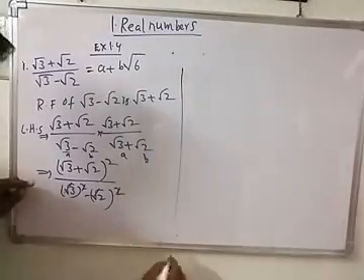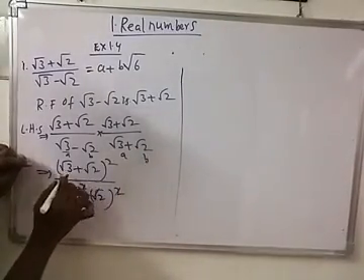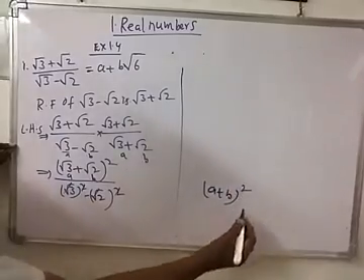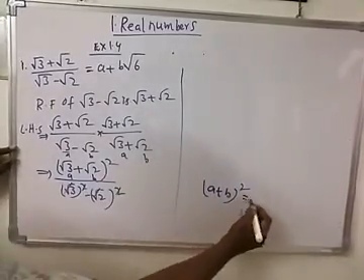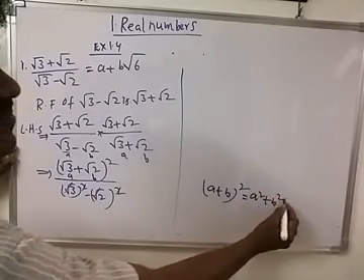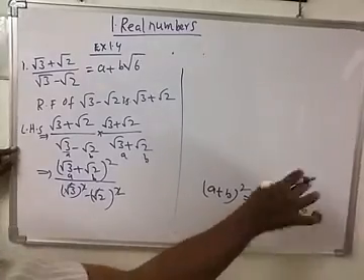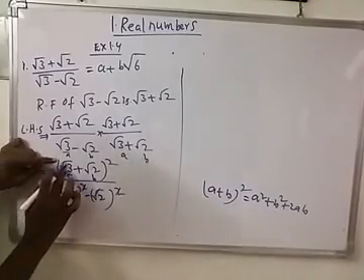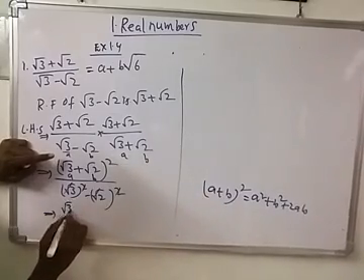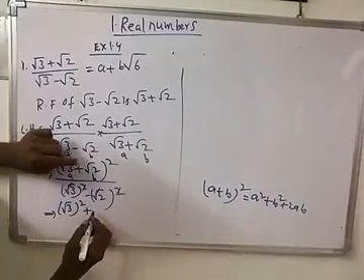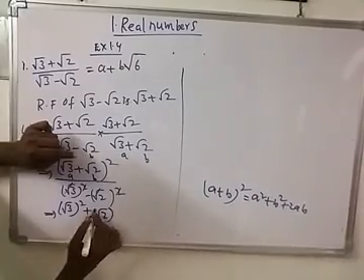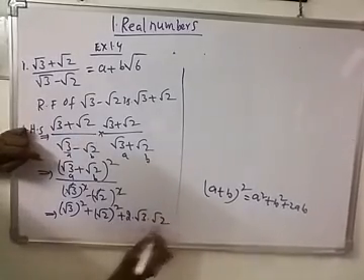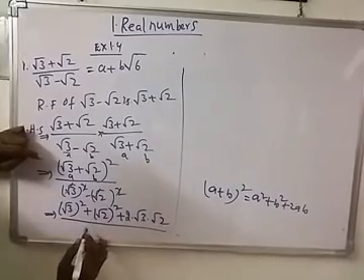So we have (square root 3 plus square root 2) whole square, which is in the form of (a plus b) whole square. We know that (a plus b) whole square is equal to a square plus b square plus 2ab. That implies (square root 3) whole square plus (square root 2) whole square plus 2 into square root 3 into square root 2, divided by 3 minus 2.